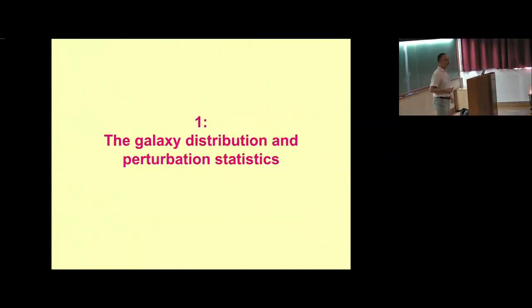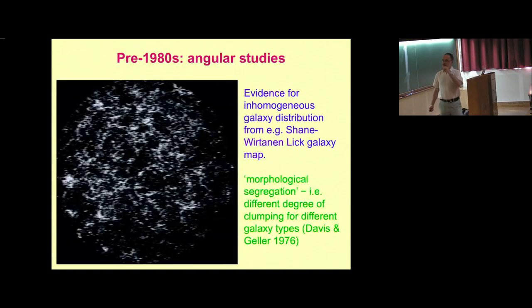Let's begin with the statistical approach then to the clustering of galaxies. And our first problem is that galaxies are pretty well points, discrete points on the sky, whereas everything that we talk about in perturbation theory governs a continuous field of matter. So we've got to figure out how we're going to handle that statistically.